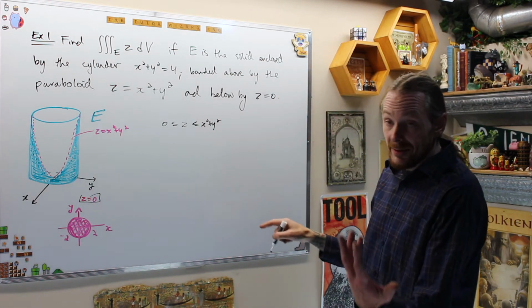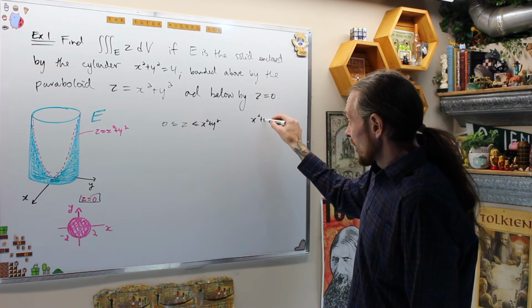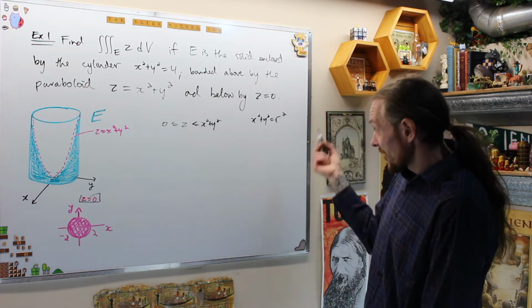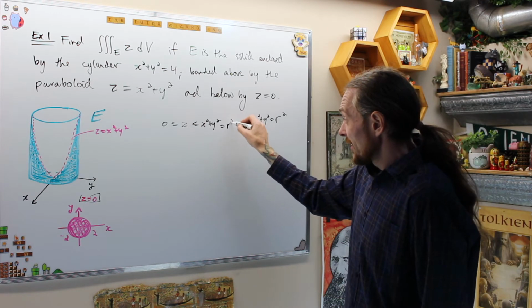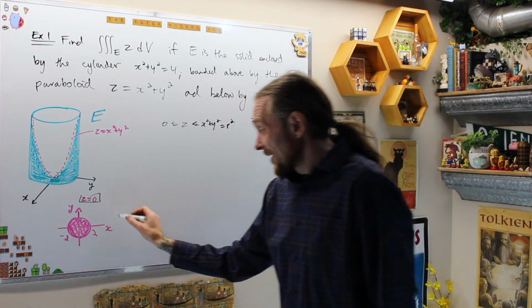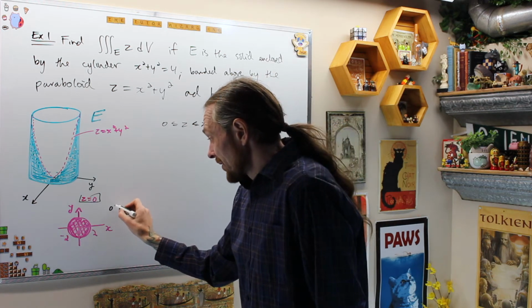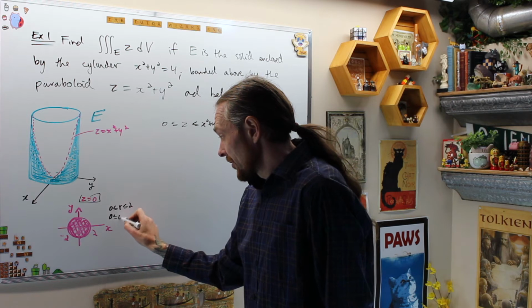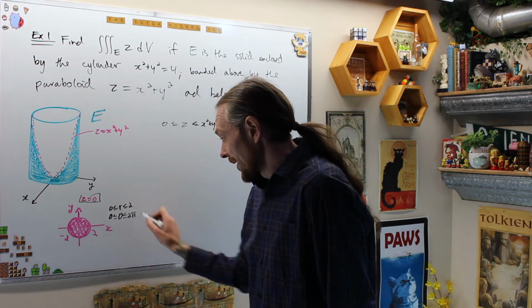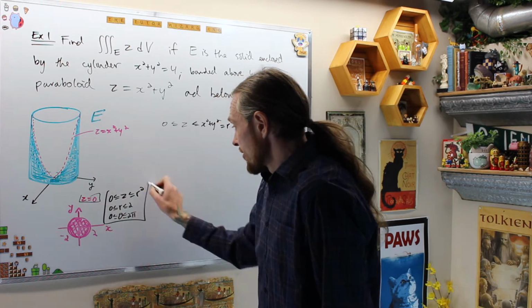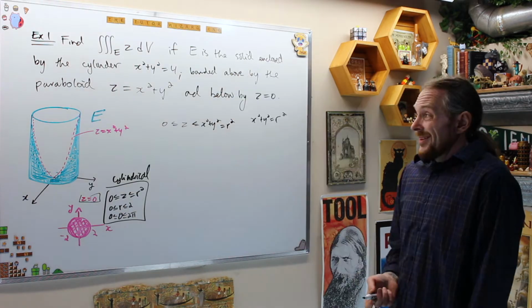If I put that in cylindrical, x squared plus y squared is r squared, so that could immediately give me r squared for my bound. And then when I look at this, it's nice to say that I'm going to have 0 is less than or equal to r is less than or equal to 2, and 0 is less than or equal to theta is less than or equal to 2 pi, 0 is less than or equal to z is less than or equal to r squared. And these are my cylindrical bounds. Then what do I do with that?